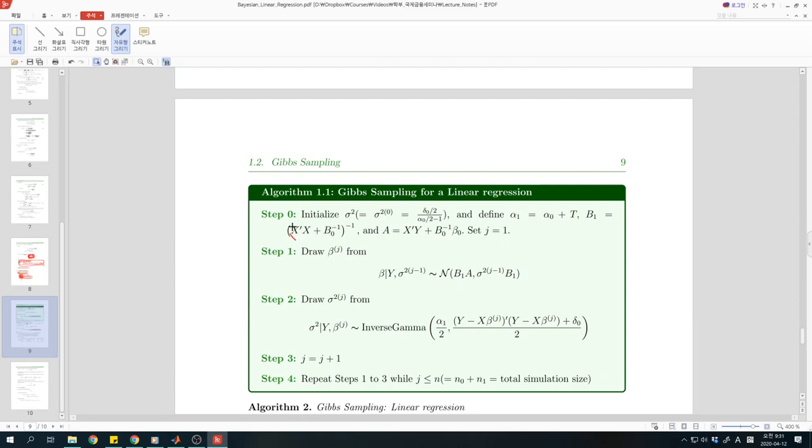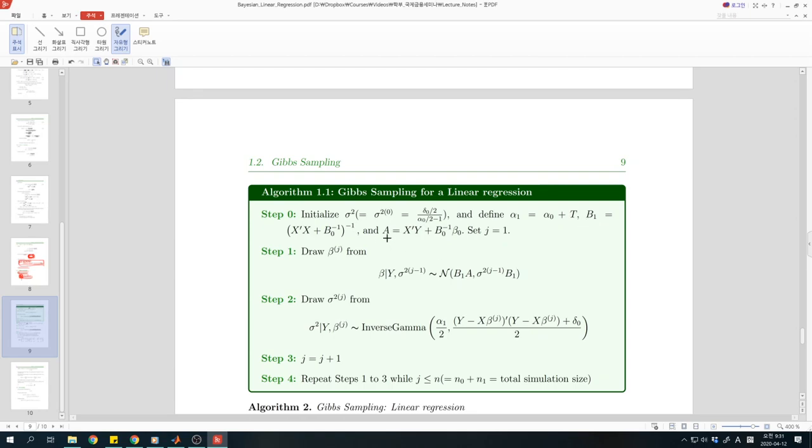Do we have X? Yes, we have X because X is just observation. Okay, the X is just data. And do we have B0? Yes, we have B0 because you choose your own B0, right? So B0 is known. So then you can compute B1.